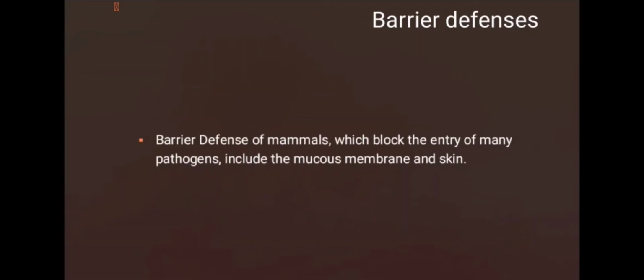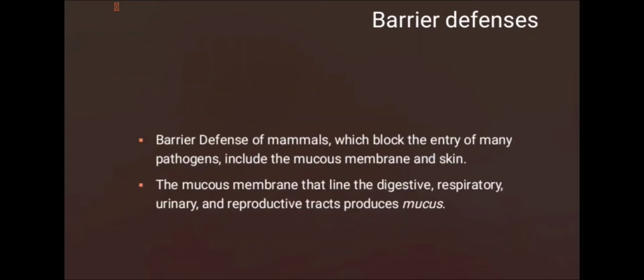Barrier defense. Barrier defenses of mammals, which block the entry of many pathogens, include the mucous membranes and skin. The mucous membranes that line the digestive, respiratory, urinary, and reproductive tracts produce mucus. Mucus is a viscous fluid that traps pathogens and other particles.